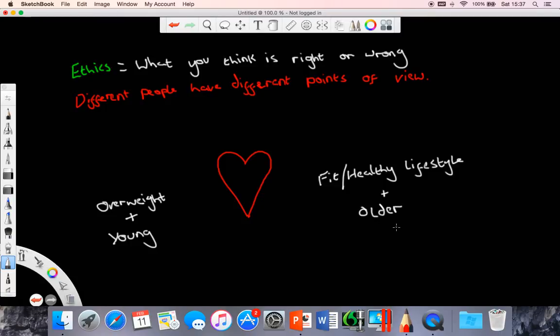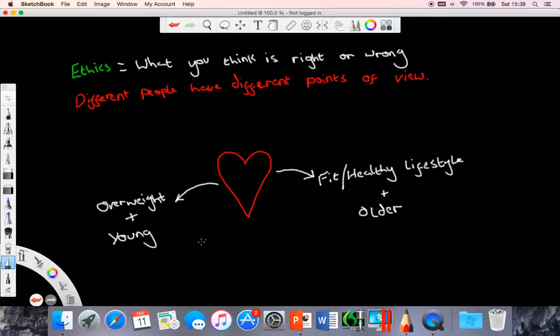Okay? Now, you may be given a question where you're asked, should the overweight young person be given the heart, or should the fit and healthy person who is slightly older be given the heart? That is down to you. That is down to ethics. It's what you think is right or wrong. Me personally, I would give the heart to the fit older person because they are obviously going to look after themselves more. Okay, they're going to look after this heart. They value it more. Whereas somebody else may believe, such as you may believe, that the overweight young person has more years to live anyway. Therefore, they will get more out of the heart. Okay?